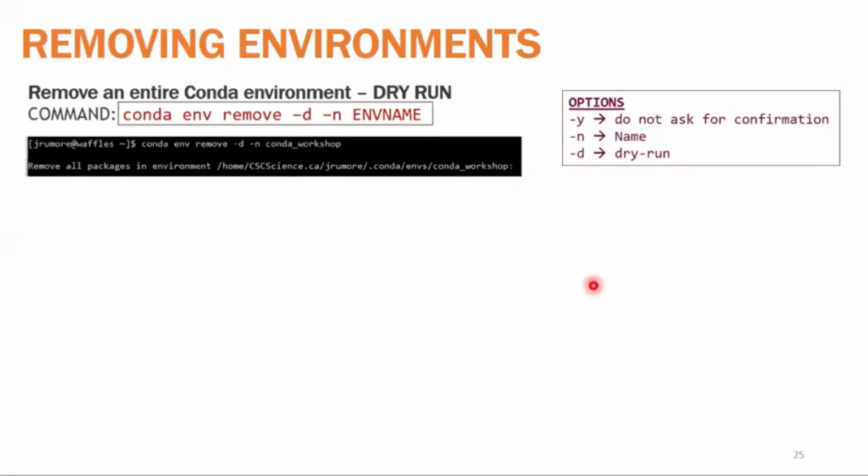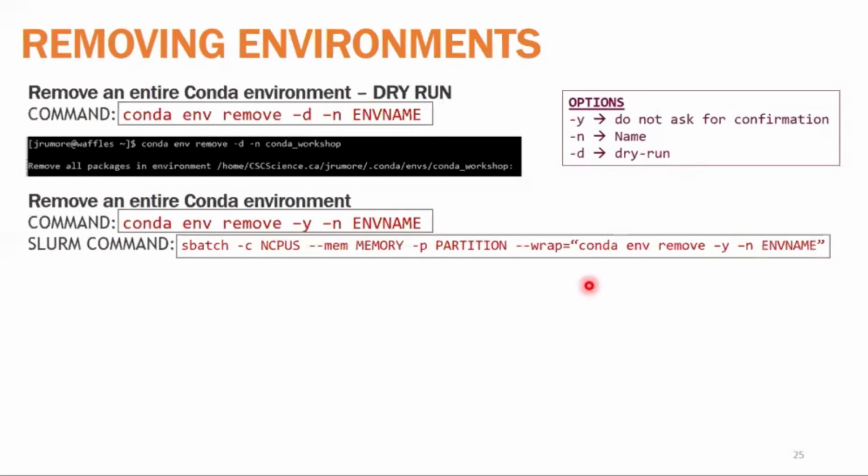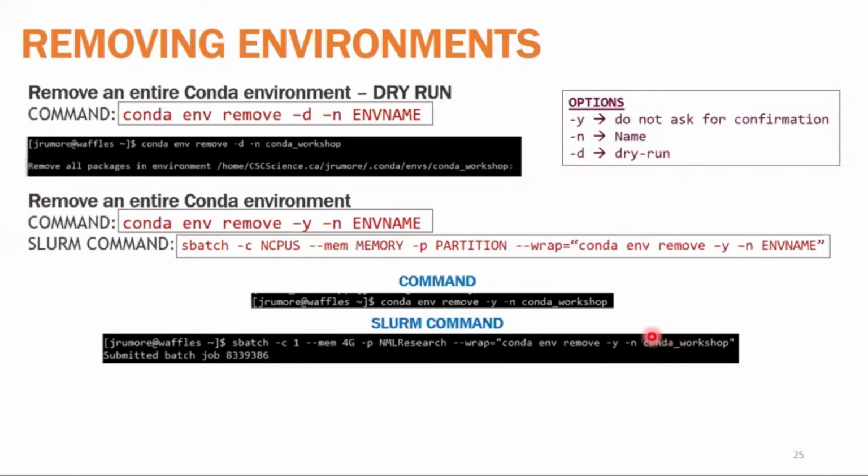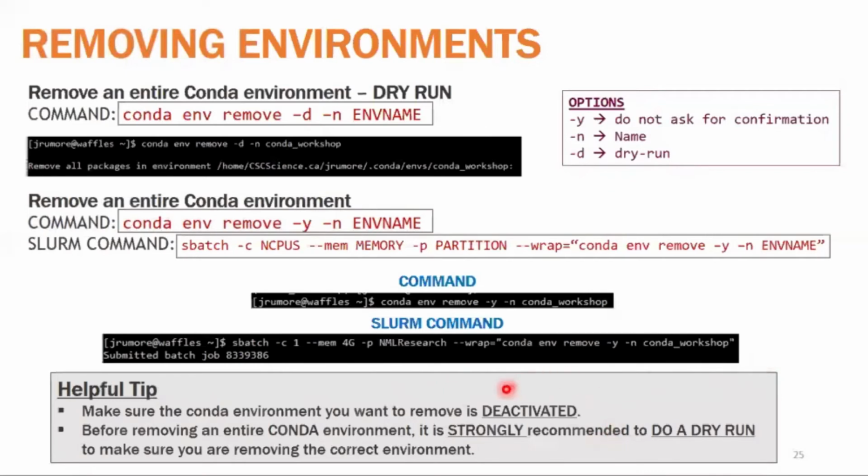So it's a great way to verify that what you're asking for is really what you want. To permanently remove the environment, you would rerun the script without the -d option, and you would include the -y option. Now, in the example shown in the slide, I'm removing the conda workshop environment. And you always want to make sure that when you're removing environments, all your conda environments are deactivated, and always make sure you're doing a dry run. This is just to save yourself from a major headache of removing the incorrect environment and having to reinstall everything all over again.